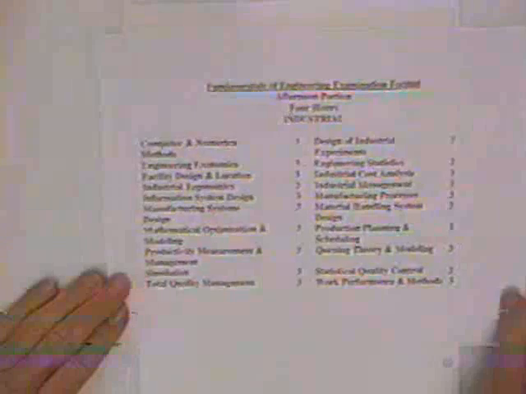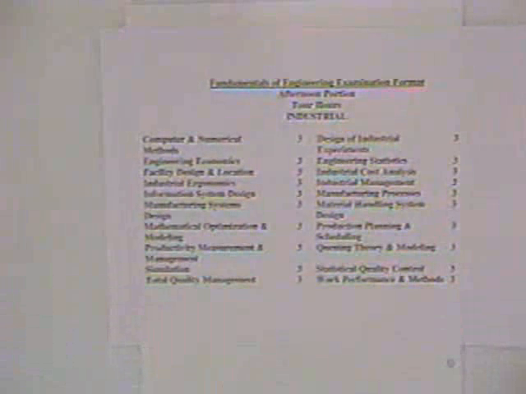The exam that has the most topic areas is industrial engineering. I guess the industrial engineers couldn't decide that any one particular area was more important than any other, so they have 20 different topics ranging from computers and numerical methods to engineering econ to modeling, optimization, simulation, quality management, design of experiments, material handling, production planning, queuing theory, statistical quality control, work performance and methods. You can read all of these. But 20 different subject areas, each with 3 questions. And so the industrial exam has the most areas on it. They all have 60 questions in the afternoon, but industrial has the most areas you can answer questions in.